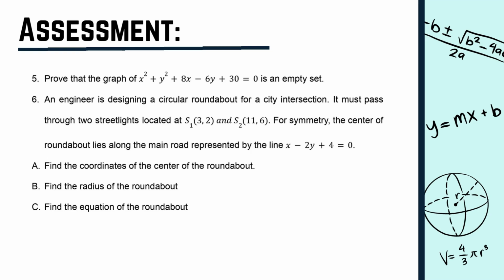An engineer is designing a circular roundabout for a city intersection. It must pass through two street lights located at S sub 1 (3, 2) and S sub 2 (11, 6). For symmetry, the center of the roundabout lies along the main road represented by the line x minus 2y plus 4 equals 0. A. Find the coordinates of the center of the roundabout. B. Find the radius of the roundabout. And C. Find the equation of the roundabout.